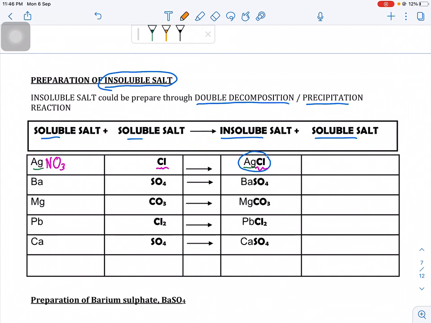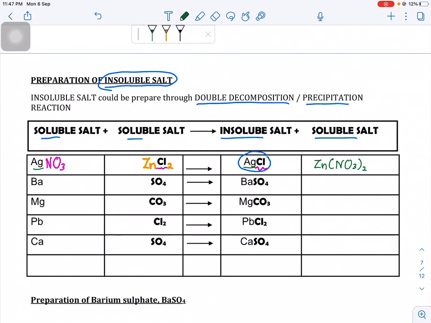Okay, let's say I suggest zinc. So I will have zinc chloride. Let's check. Silver nitrate is soluble. Zinc chloride is also a soluble salt. So what is meant by double decomposition? They will swap partners. They decompose. Silver nitrate decomposes. Zinc chloride decomposes. When they decompose, they separate, and then they combine crosswise. Silver combines with chloride. And then the other one, we have zinc and nitrate. That will be our next salt.